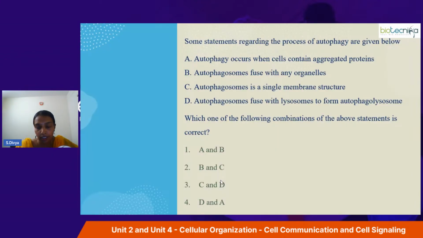Next question is regarding autophagy. Autophagy occurs when cell contains aggregated proteins. Autophagosomes fuse with any organelle. It's a single membrane structure, autophagosomes, and it can fuse with lysosomes forming autophagolysosome. You have to identify the correct combination of statements.